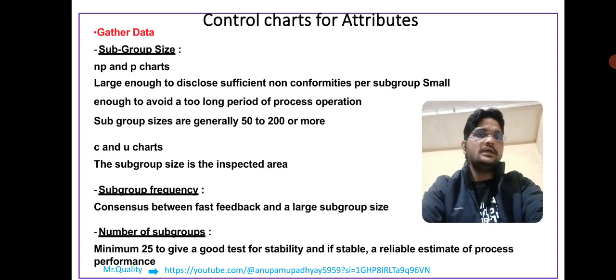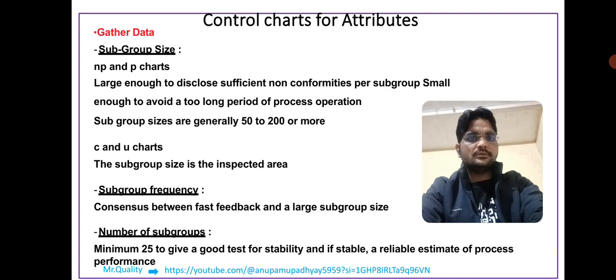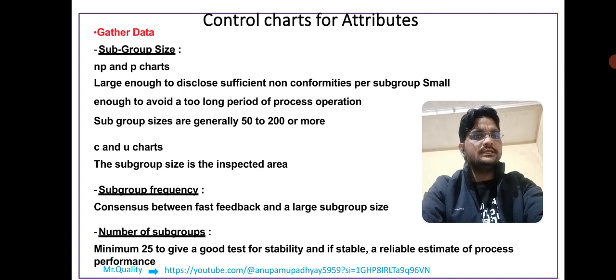For C and U charts, the subgroup size is in inspected area, and subgroup frequency is a consensus between fast feedback and a large subgroup size. The number of subgroups should be a minimum of 25 to give a good test for stability, and if stable, a reliable estimate of process performance.